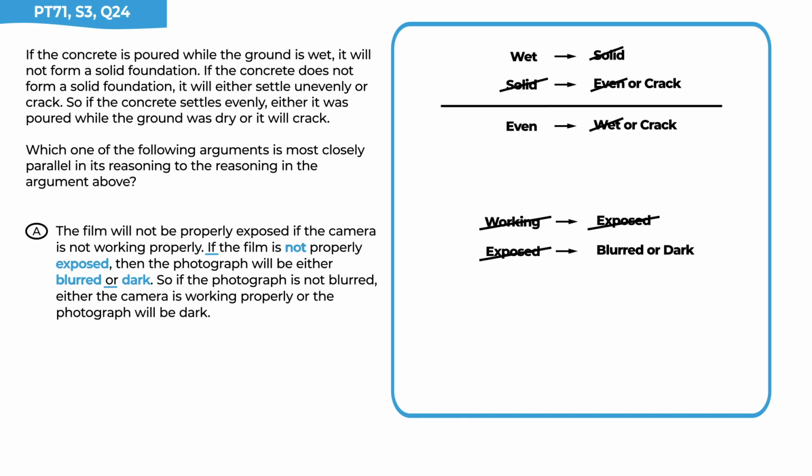It starts from the idea of, and if you're not exposed, then you end up blurred or dark. So we know that at this point we should be expecting a conclusion that says, if you're not blurred, then either you're working or you're dark. Or a conclusion that says, so if you're not dark, then you're either working or you're blurred.